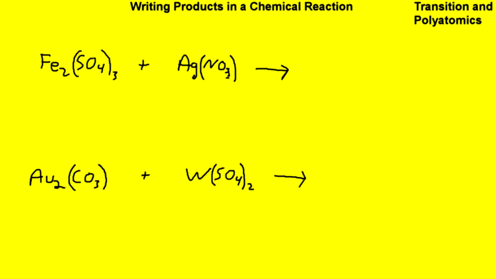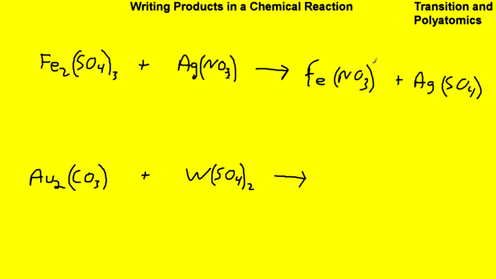Let's try the hardest of them all, which really isn't any harder than the other ones we've been doing. Now we have transition metals with polyatomics. If you can do this, you can do it all. All right, let's do it. Iron is going to go with the nitrate. Silver is going to go with the sulfate. Okay, that's where we start. Metal, nonmetal, metal, nonmetal. Let's do our charges.